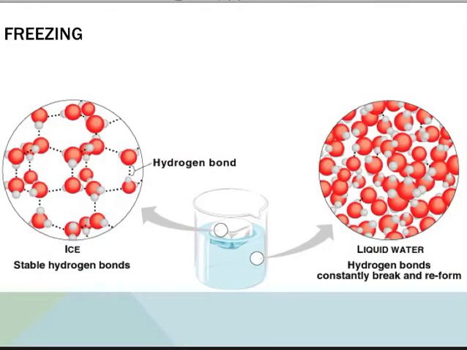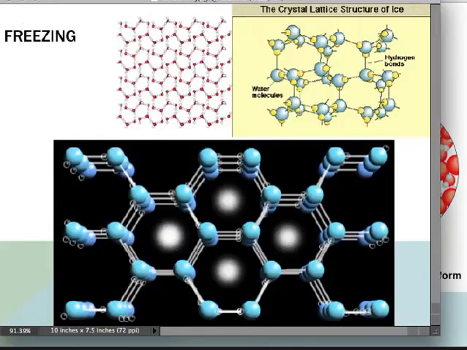When water freezes, it's less dense than the liquid form. And this is because we have some hydrogen bonds that are usually breaking. So over here it says liquid water. The hydrogen bonds constantly break and reform. In a solid state, there's a fixed structure, and the hydrogen bonds are stable.